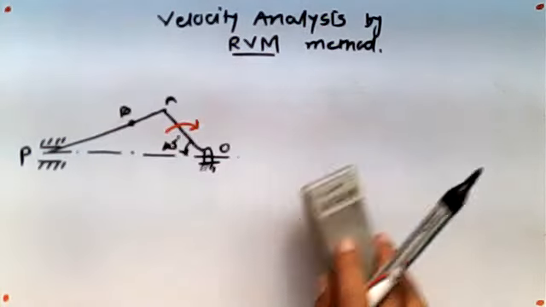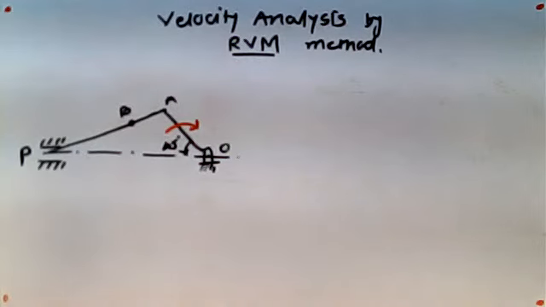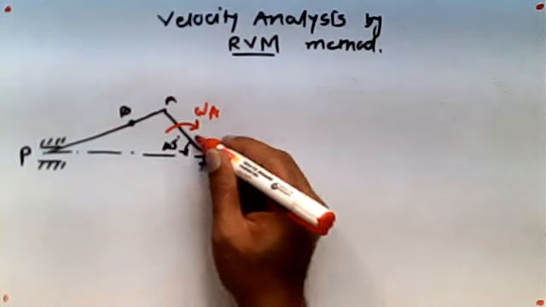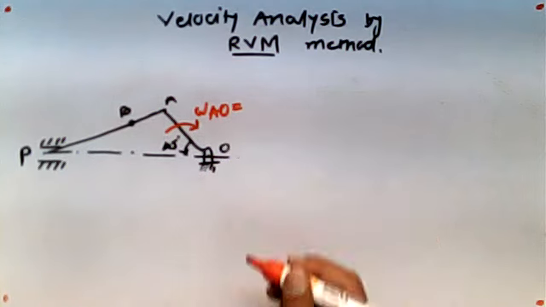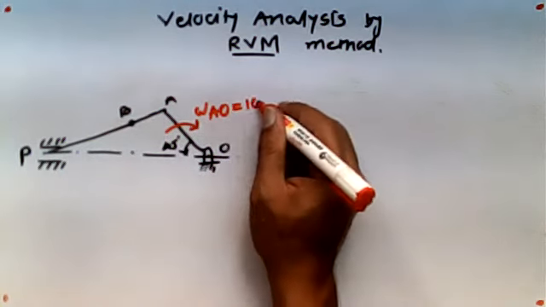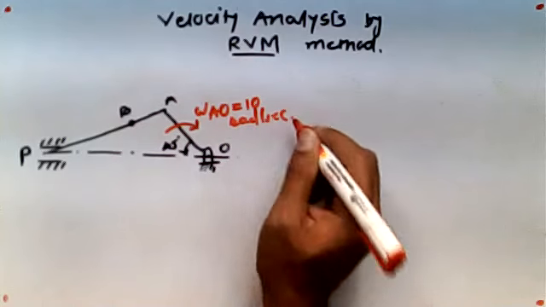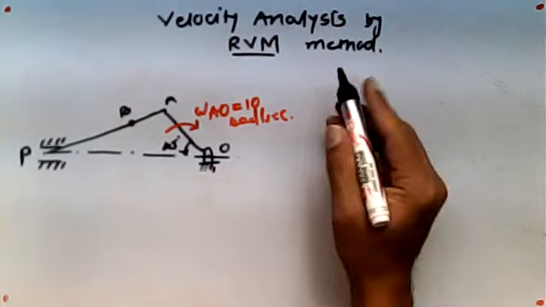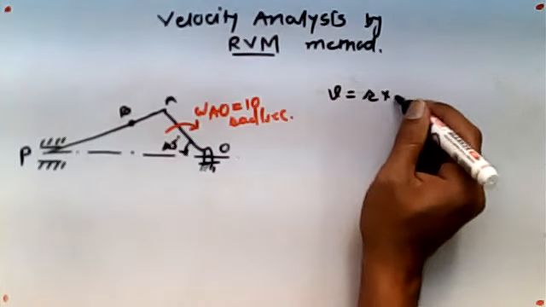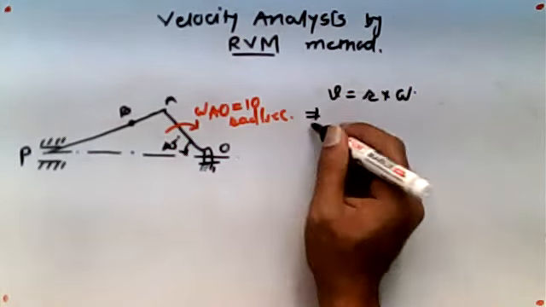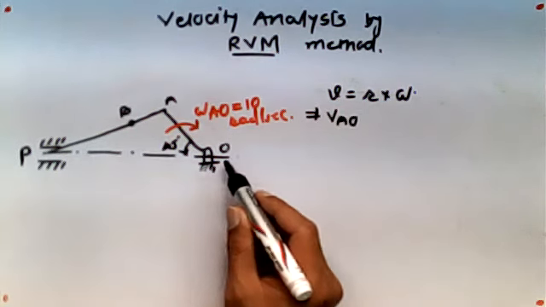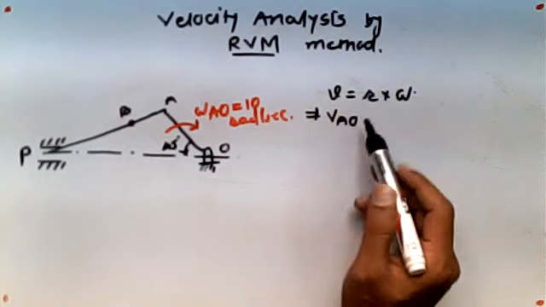First of all, here the angular velocity of this link OA is given to you. It is 10 radian per second. So what we can do, from the fundamental equation of velocity, velocity is R into omega, correct? We can calculate velocity of A with respect to point O.